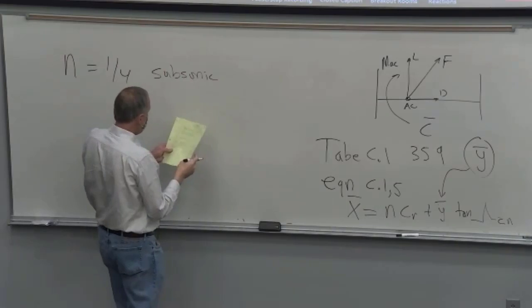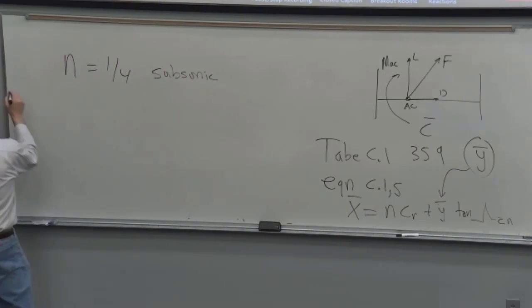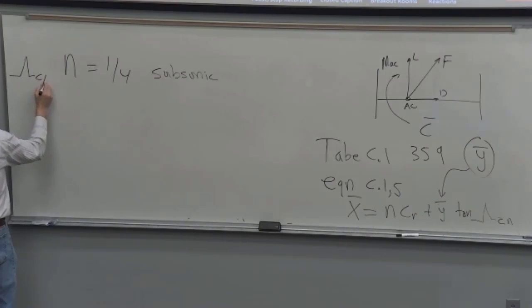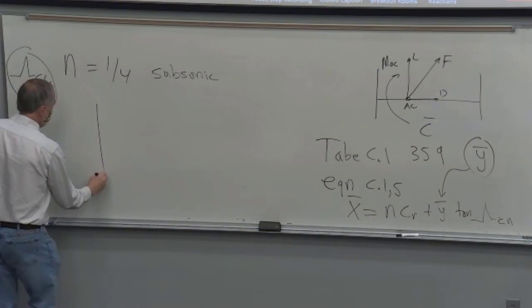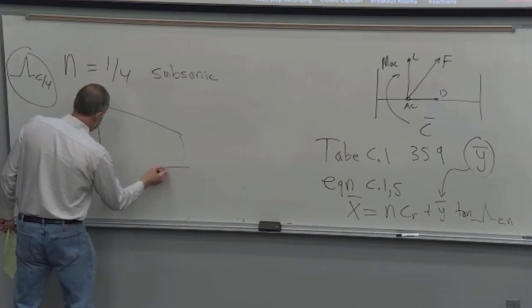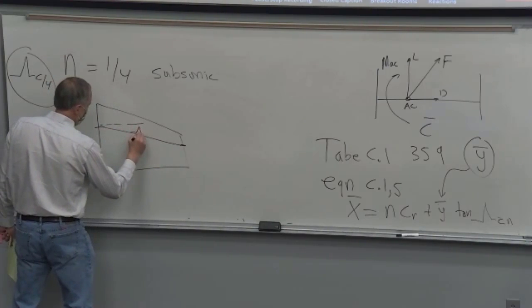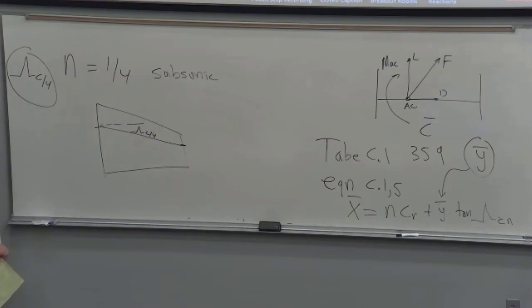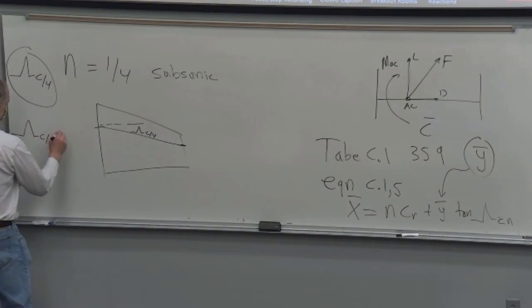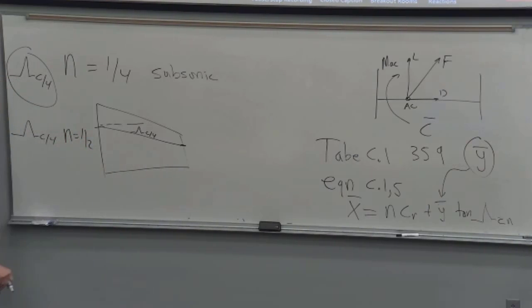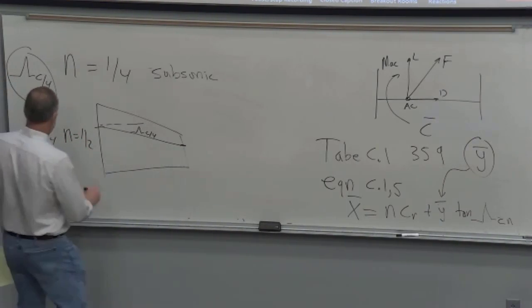So if you're flying subsonic, N is 1/4. And so the angle that you need is the quarter chord sweep angle. So that's the angle of your wing 1/4 of the way down. And I gave you a formula for that. And then if you're sonic, then N is 1/2. That means that the aerodynamic center is about halfway down the chord.